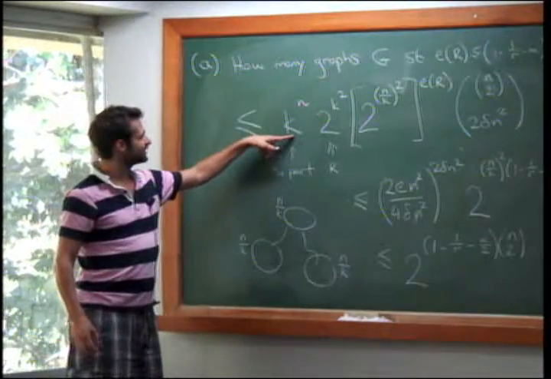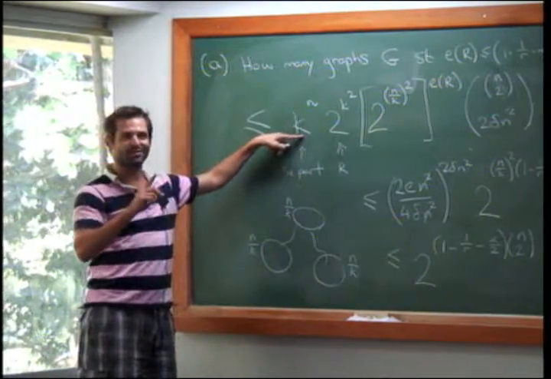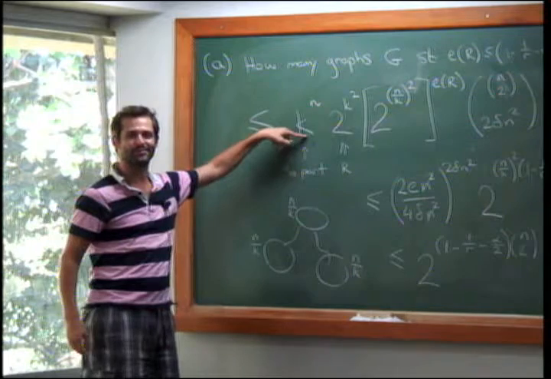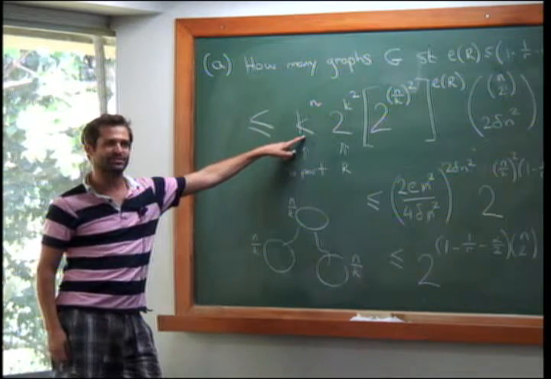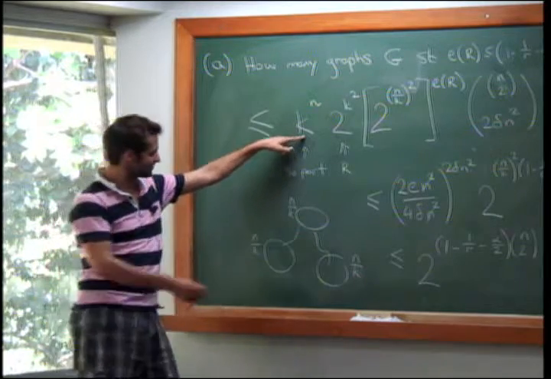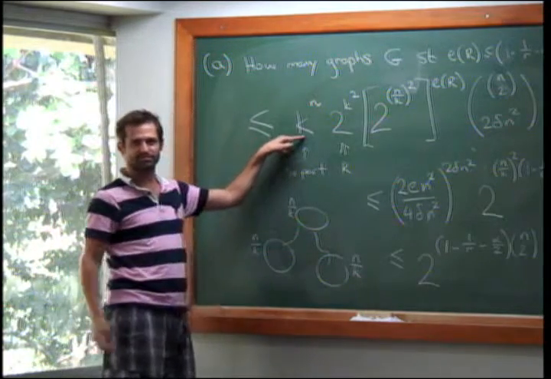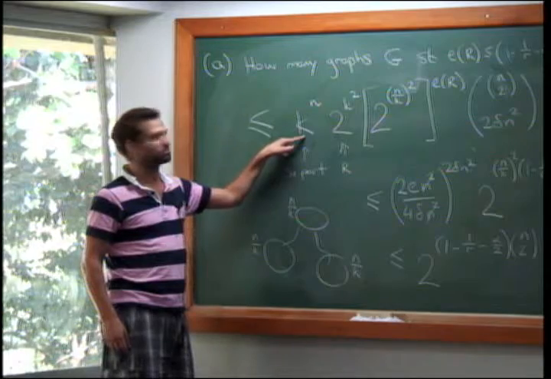So, okay, let's do the 4 things one by one, and you can tell me which one you're not happy with. Is this okay as a bound on the number of Szemerédi partitions? Each vertex, you pick one of the k parts. Yeah? K to the n.